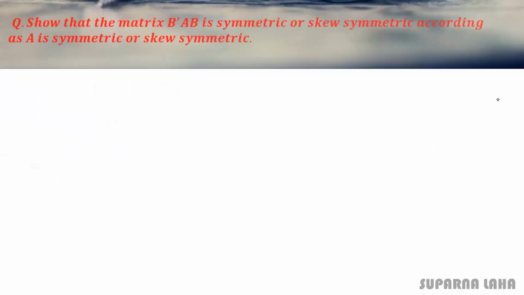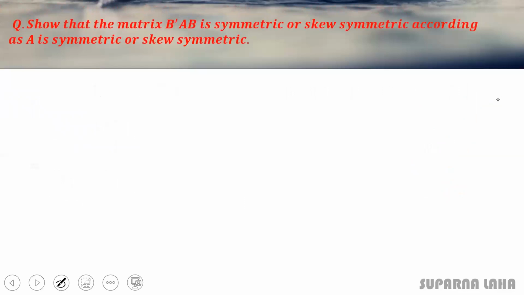Here is your next problem. Show that the matrix B transpose AB is symmetric or skew symmetric according as A is symmetric or skew symmetric. That means this matrix is symmetric or skew symmetric just depending upon A being symmetric or skew symmetric. It will not depend upon the nature of B, that is, whether B is symmetric or skew symmetric.